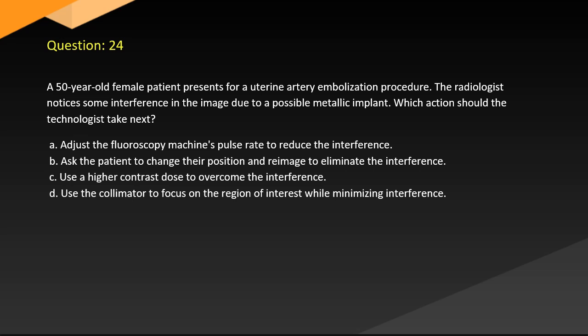Question 24. A 50-year-old female patient presents for a uterine artery embolization procedure. The radiologist notices some interference in the image due to a possible metallic implant. Which action should the technologist take next? A. Adjust the fluoroscopy machine's pulse rate to reduce the interference. B. Ask the patient to change their position and re-image to eliminate the interference. C. Use a higher contrast dose to overcome the interference. D. Use the collimator to focus on the region of interest while minimizing interference.